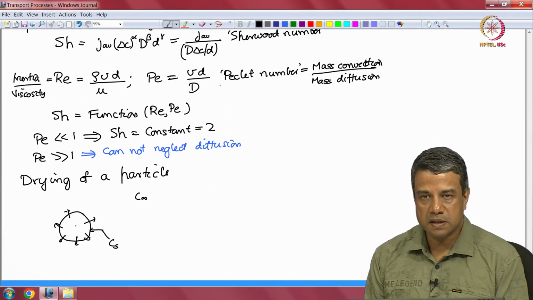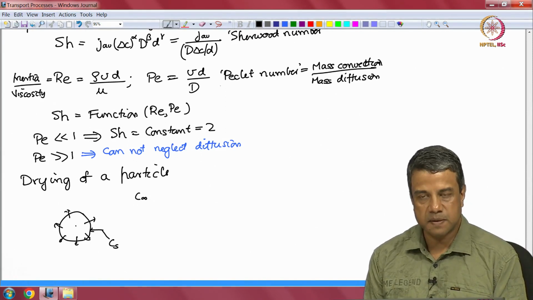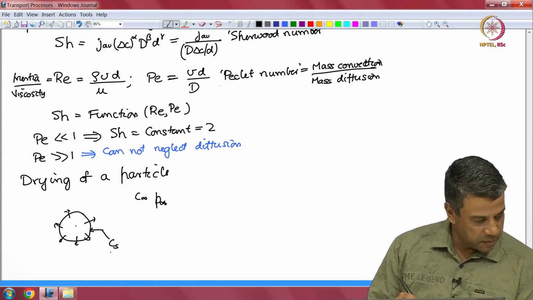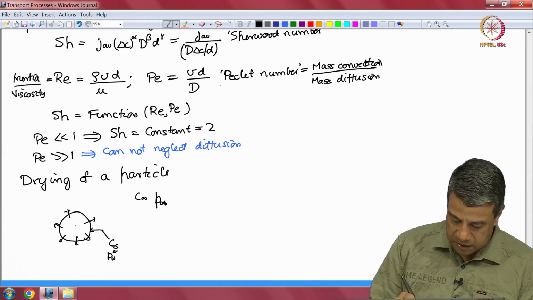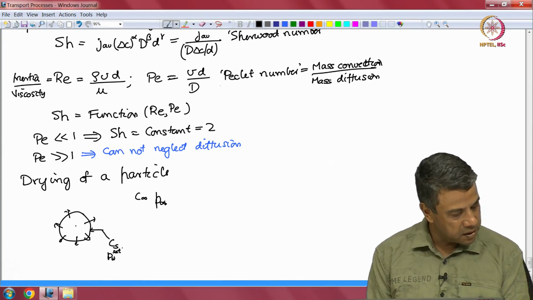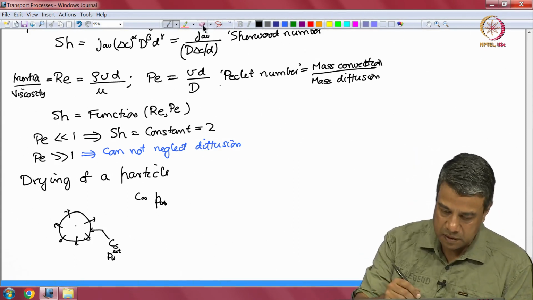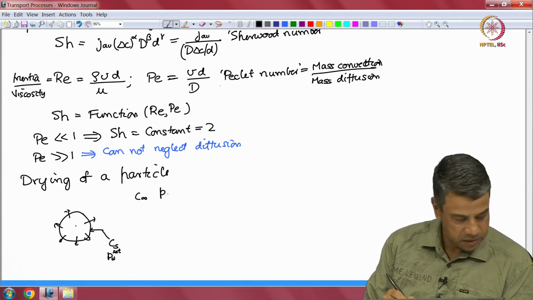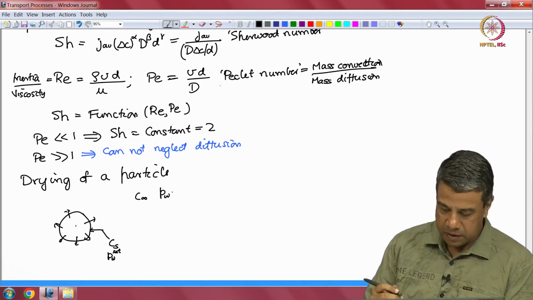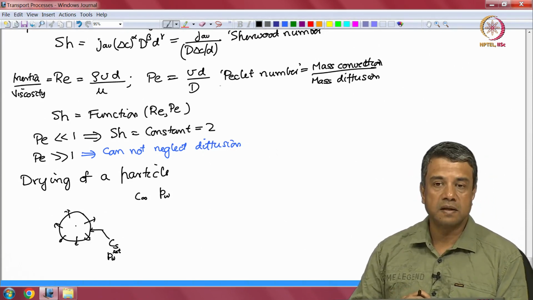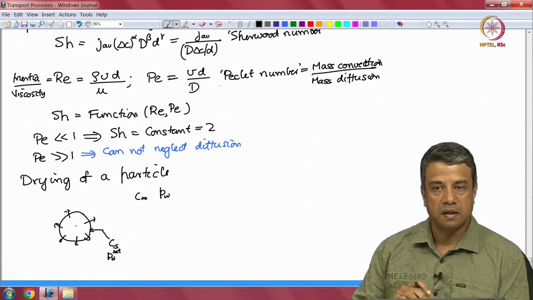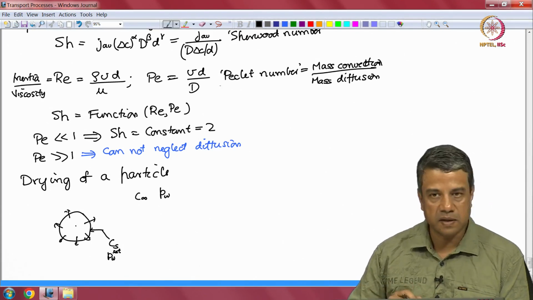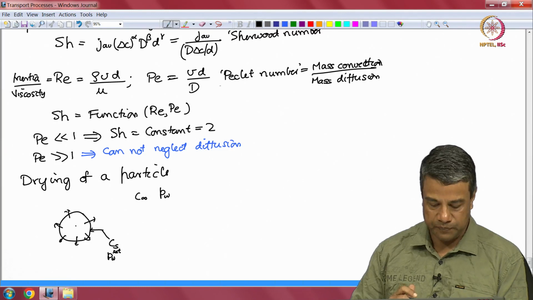Usually in these problems, this is expressed in terms of the partial pressure of water far away and the partial pressure of water at the surface, the saturation pressure of water at the particle surface, which is only a function of temperature. Therefore, this difference between the vapor pressure of water at the surface and the partial pressure of water far away is what acts as a driving force for the diffusive transport.